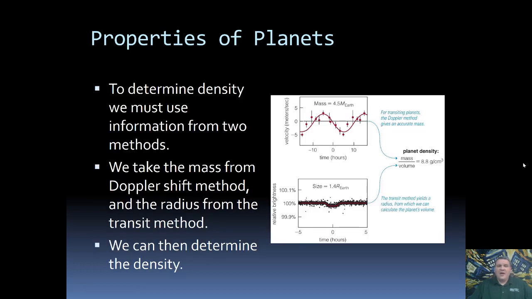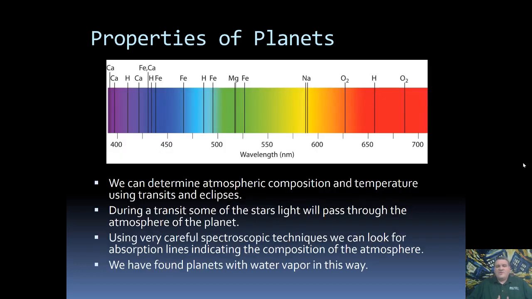Now, to figure out density, we have to use two different methods. We take the mass as determined from the Doppler shift method, and then we look at the radius as determined from the transit method. You can imagine, because we have to have the two methods working together, this isn't going to be as common, but it is doable and we have done it. From these two, we can figure out the mass divided by the volume, which is the density of the planet.